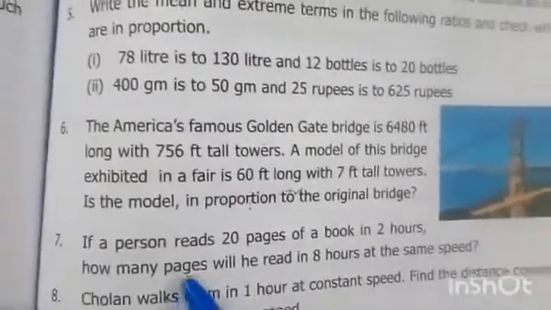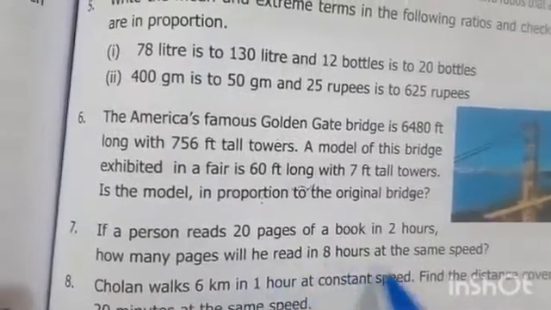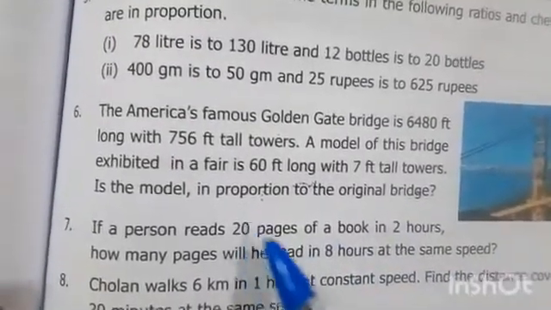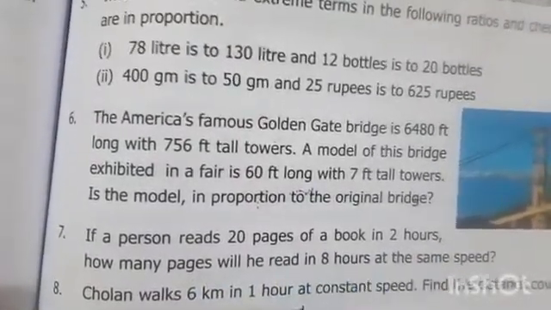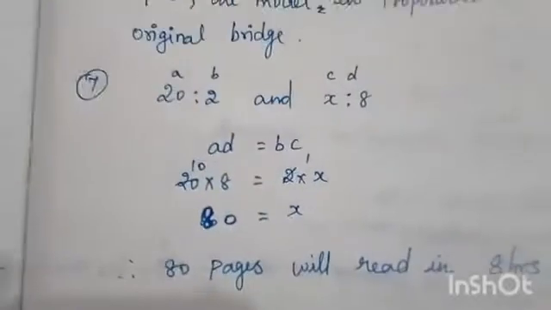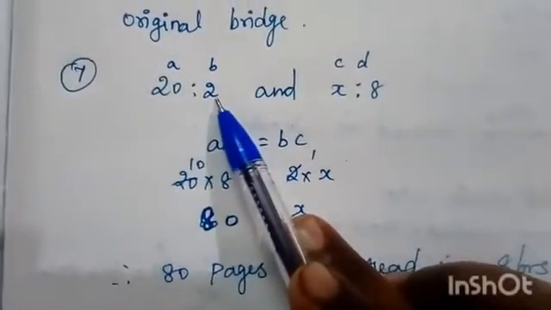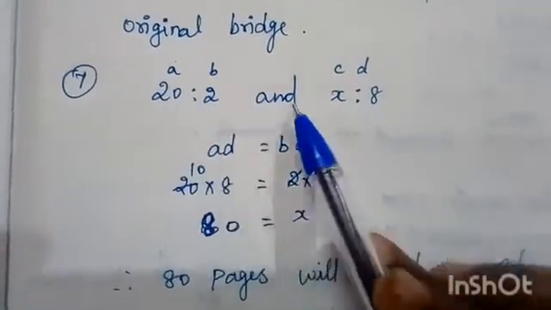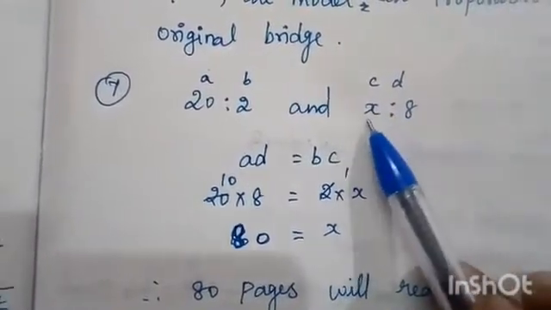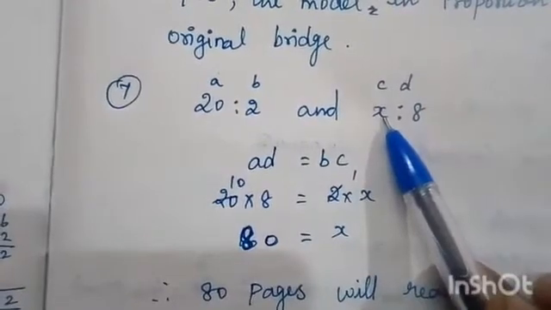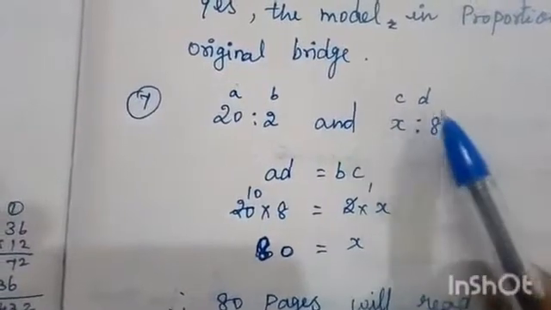Now seventh question. If a person reads 20 pages of a book in 2 hours, how many pages will he read in 8 hours at the same speed? For 20 pages read in 2 hours, we want to find how many pages will be read in 8 hours. First ratio is 20 is to 2, that is 20 pages for 2 hours. The number of pages read in 8 hours is unknown, so consider a variable: X is to 8. So it is A, B, C, D.